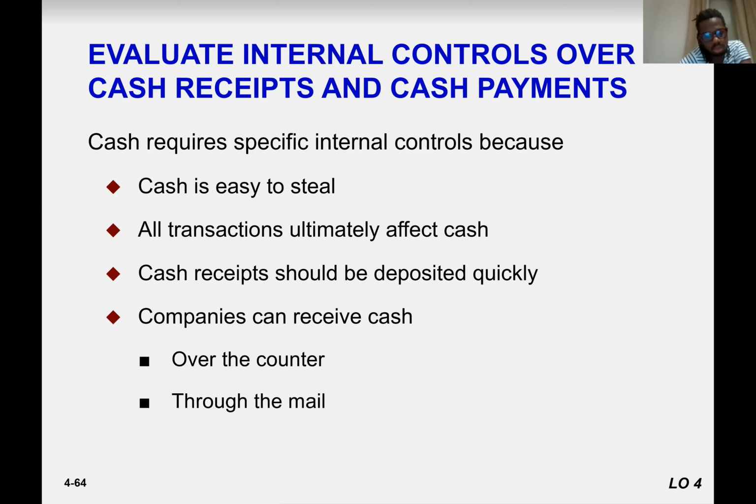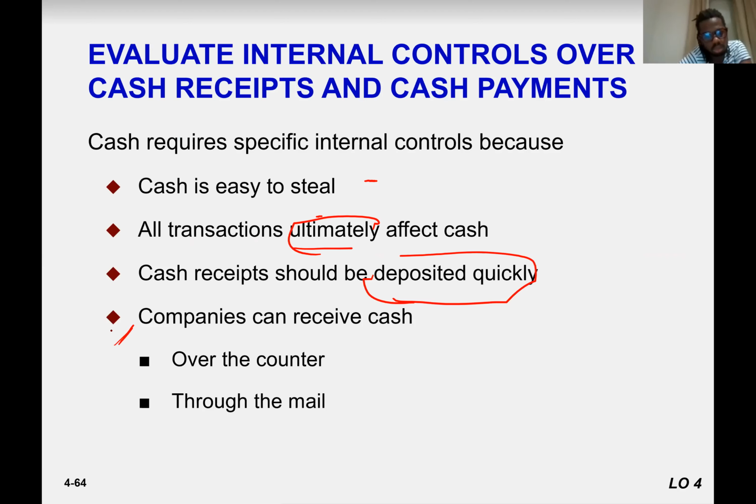So why are we focusing so much on cash? Because cash is very easy to steal, and almost every transaction ultimately affects cash, right? Plus, whenever you receive cash, it should be deposited in the bank as quickly as possible so that there is no motivation, no realization, no motive behind the fraud. You receive the cash, deposit it as quickly as possible. Otherwise, you are creating an opportunity to commit fraud.